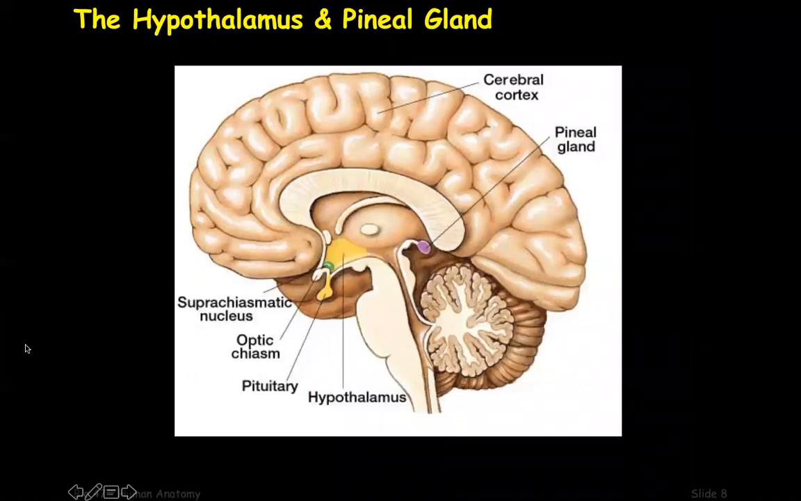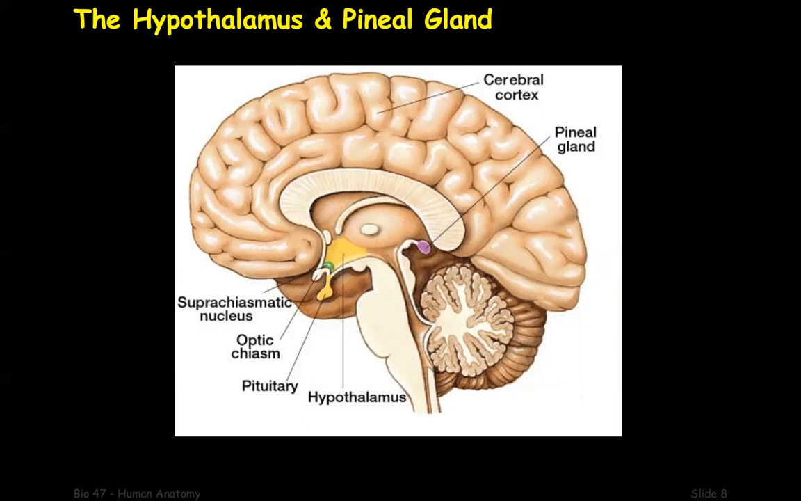So the next one to know is the pineal gland, and it's shown here in fuchsia. This pineal gland is located right here at the posterior roof of the 3rd ventricle. And in the absence of light, this gland is responsible for secreting the hormone melatonin. Melatonin helps to regulate the body's internal clock.